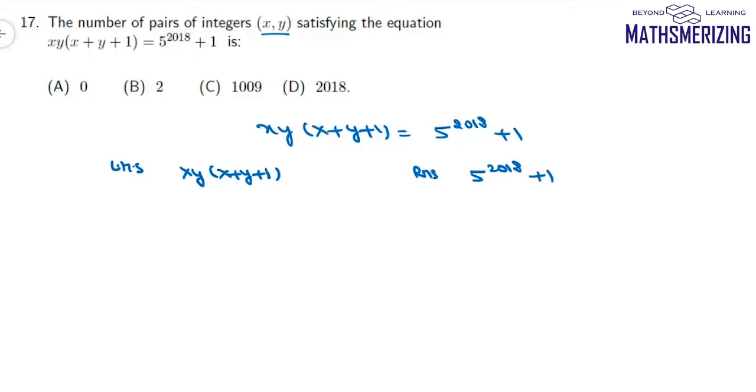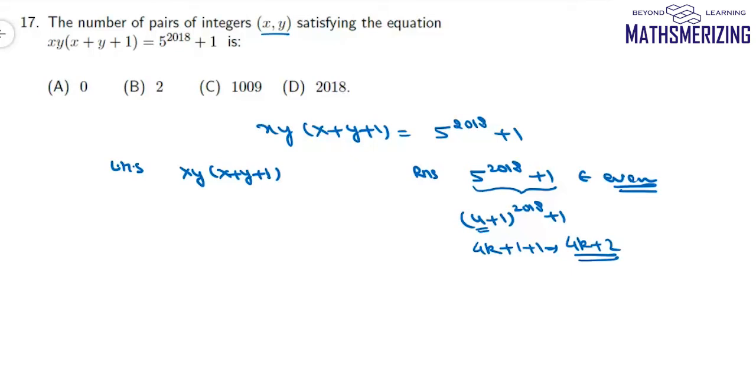So we know that any power of 5 will end with 5, and then plus 1. So this right hand side will always be an even number. We can also write this 5 as 4 plus 1 to the power 2018, plus 1. So this is some multiple of 4 plus 1, and then plus 1. So it is of the form 4k plus 2. So this right hand side will be even, but it is not divisible by 4.